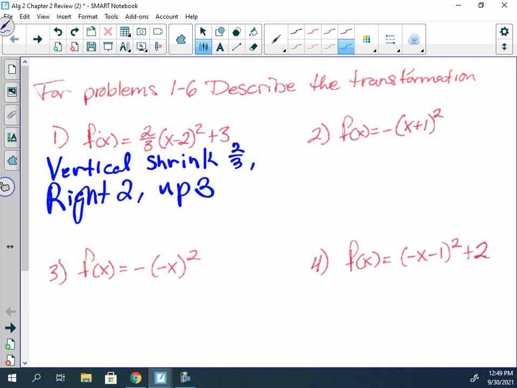Is there any others on 1 through 6 that we want to look at? Any other questions on problems 1 through 6? If there are no other questions on 1 through 6, we'll move on. Huh? 6?